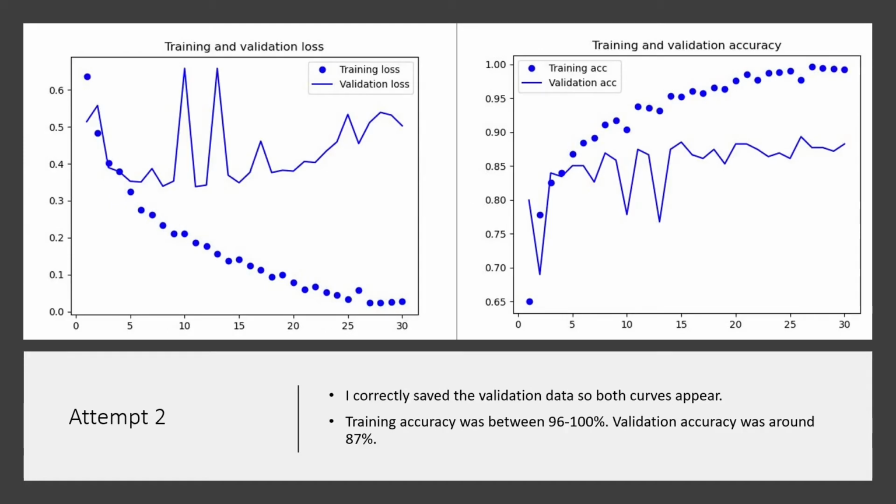In the second attempt, I correctly saved the validation data. The training accuracy is between 96 and 100%, and the validation accuracy was around 87%, which was higher than I was expecting.